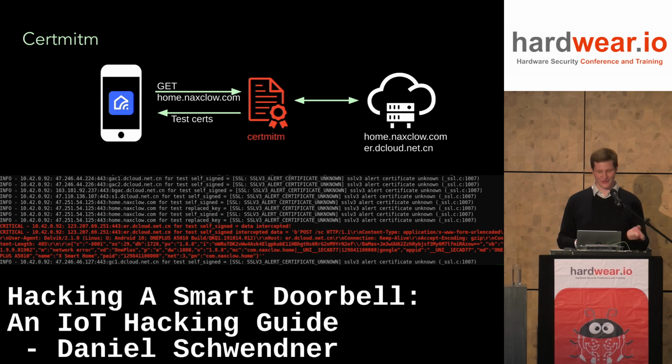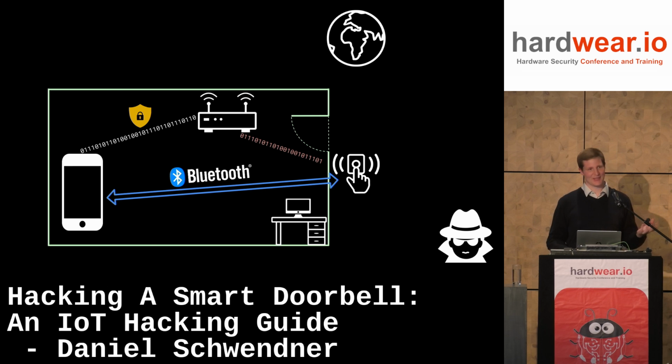Only for error.dcloud.net.cn are there some potential vulnerabilities, but I assume that's just some error logging, and I looked into the content of it, and it does not really contain sensitive data. So that's why I said, okay, the communication between the phone and the Wi-Fi router is actually kind of secure. So far, no luck for our evil neighbor.